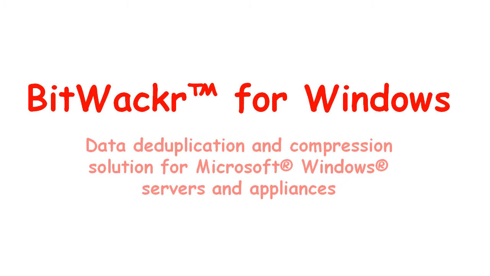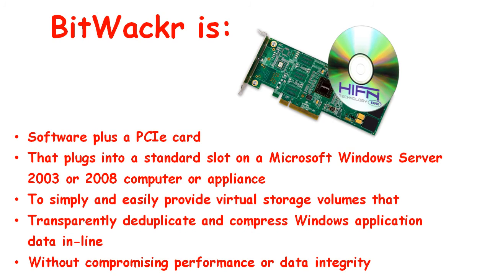This short video describes the BitWackr for Windows product that enables OEMs, systems integrators, and VARs to add data deduplication and compression to Microsoft Windows servers and appliances. The BitWackr is software, accelerated by a specialized processor that's installed on a card that plugs into a slot on a Microsoft Windows server or into a Windows-powered appliance. Once installed and configured through a simple graphical interface, the BitWackr provides virtual storage that transparently deduplicates and compresses Microsoft Windows application data inline without compromising either performance or data integrity.